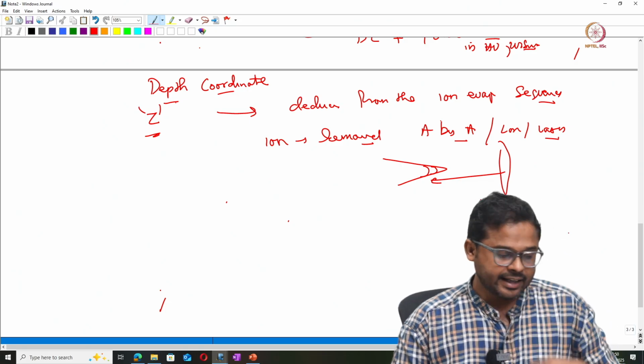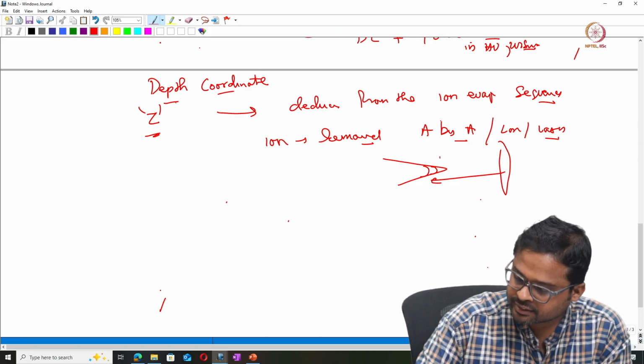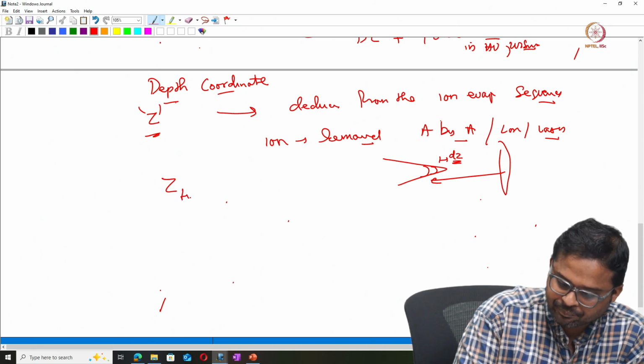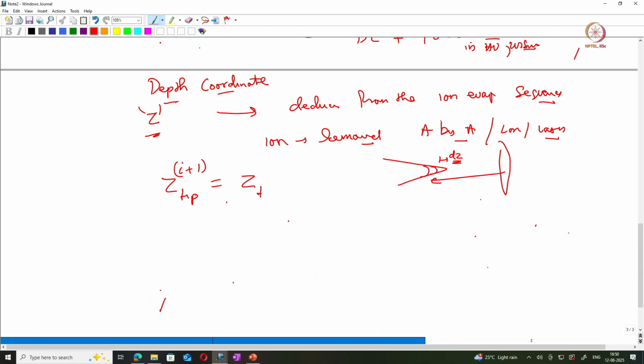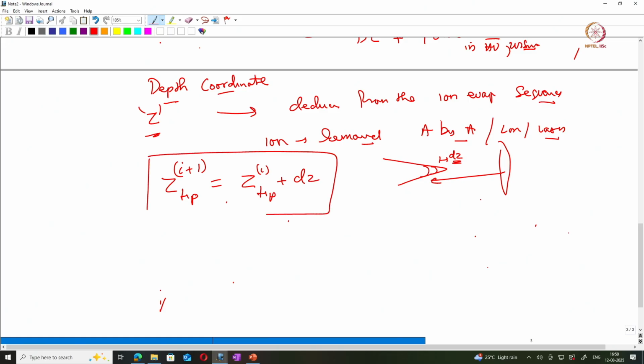For each ion added to the reconstruction, the emitting surface shifts by dz. The z tip for the i plus 1 atom is equal to z tip for the ith atom plus dz. This is the equation we use for defining the z, and that evolves during the field evaporation, where the surface shifts opposite to the detector as the evaporation takes place.